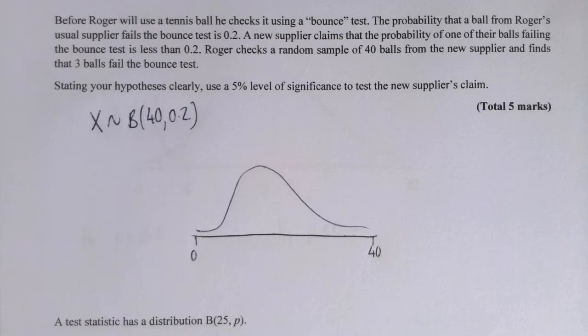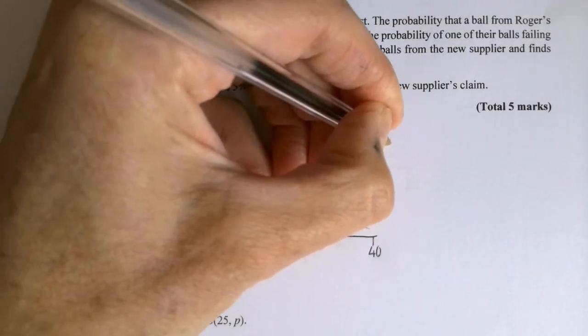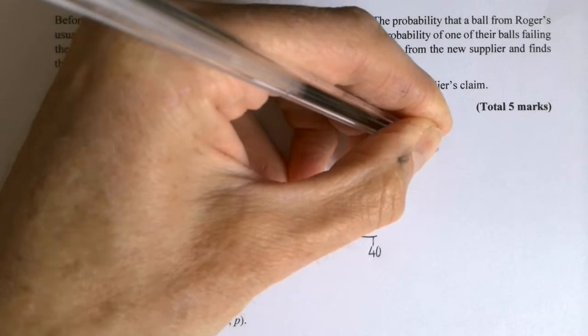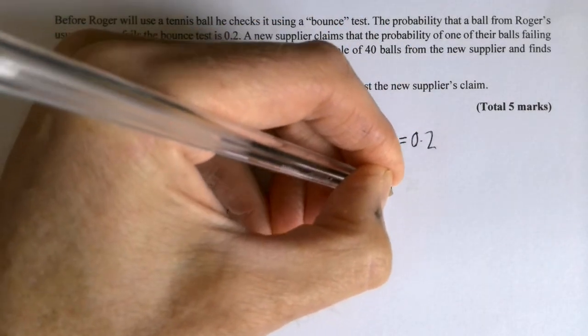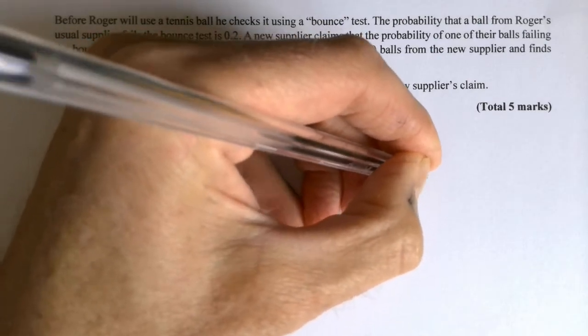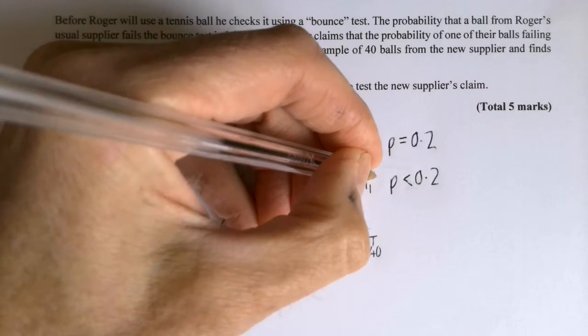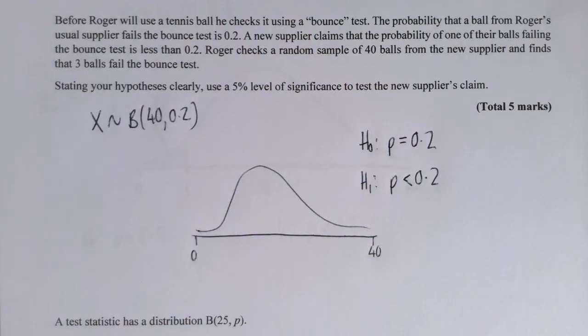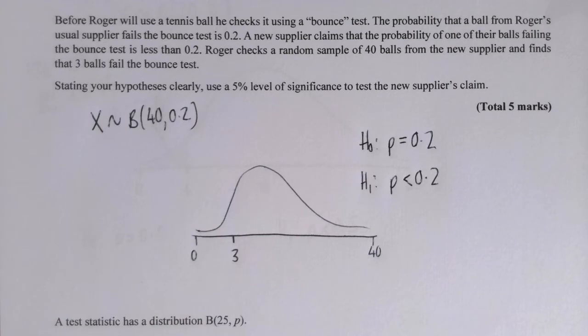A new supplier comes along and says, no, we've improved it. The probability of our balls failing is less. So Roger tests it. So the null hypothesis is that the probability is what it always has been. The probability of a ball failing is 0.2. The supplier says, no, we've improved it. We've reduced the probability of a ball failing. So that's our alternative hypothesis. So Roger does a check and he finds that 3 balls fail the test.